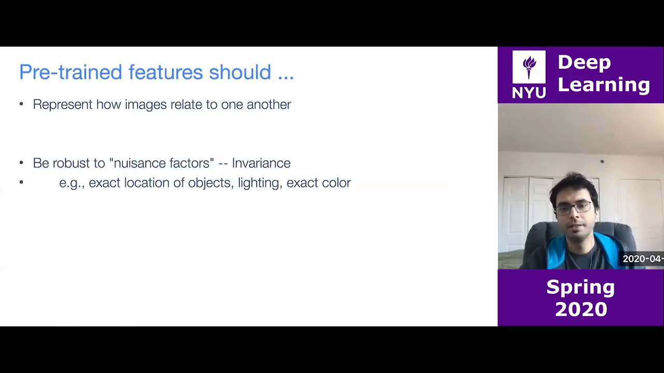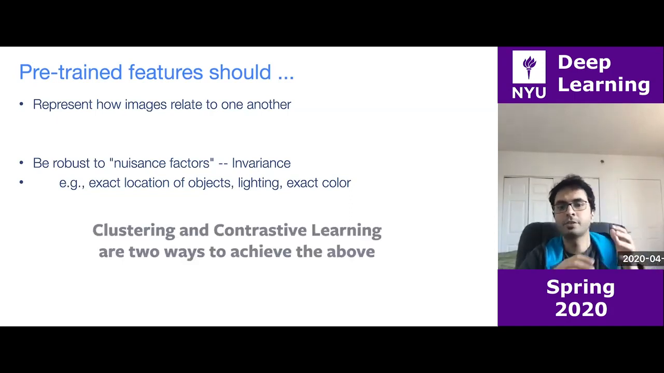Right. So in general, what we really want from pre-trained features is that they should represent how images are related to one another. Feature representations should, and this goes back to the nearest neighbor visualizations that I had, really be able to group together images that are semantically related in some way. And the second property has been the backbone of designing vision features. Even before deep learning features were popular, the handcrafted features were always all about invariance, about being invariant to things like lighting or exact color or exact location. So these are the two properties that we really want in our pretrained features.